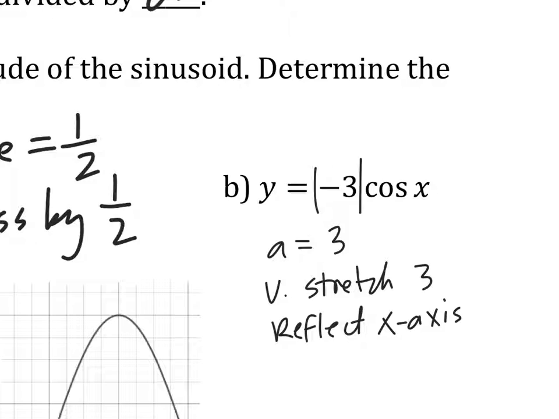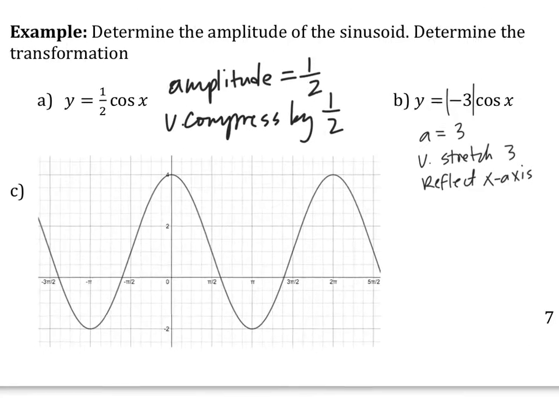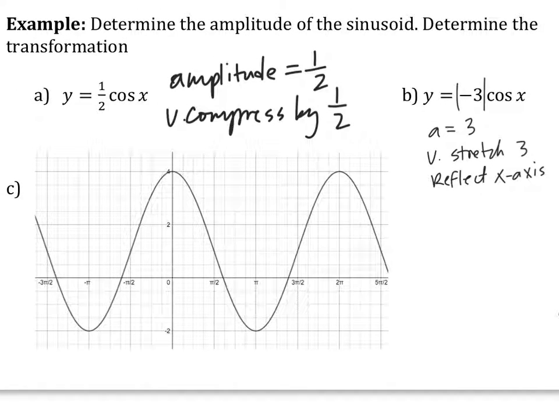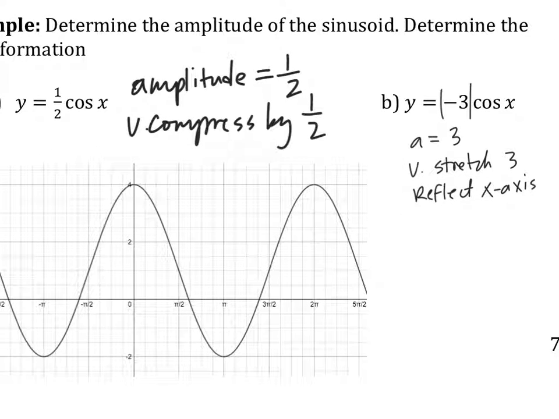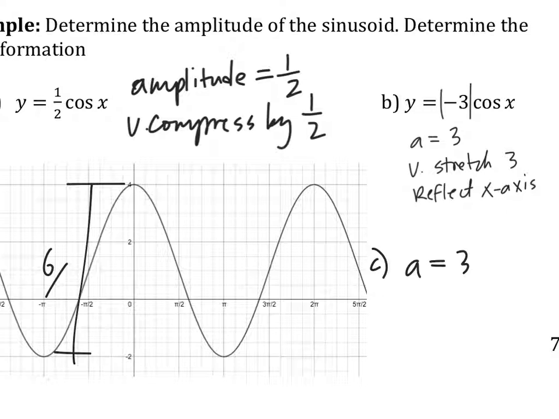C is a little bit tricky because it is a cosine graph, but there are some things that are not exactly correct. So we had to figure out the transformation. Murphy, can you tell me the amplitude? 3. Yes. So what you do is you take the overall height, which is 6, and then divide by 2. That's the amplitude. Sorry, divide by 2.